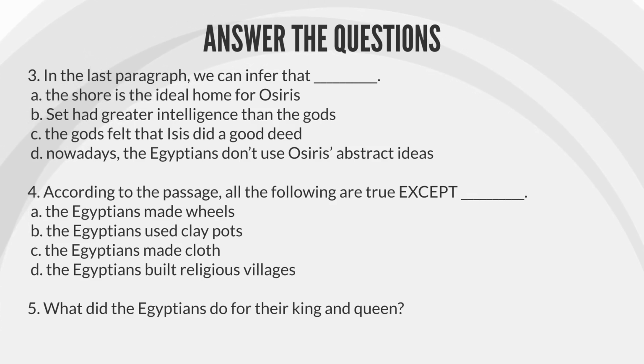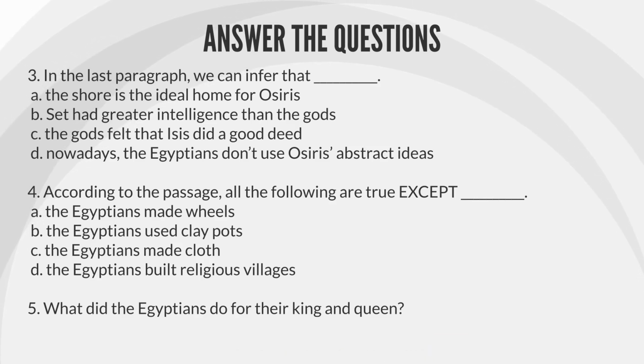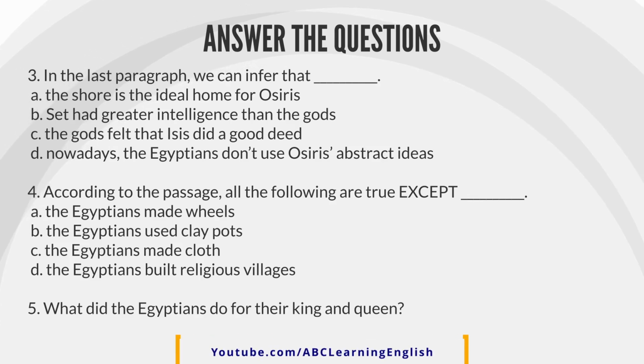4. According to the passage, all the following are true except A. The Egyptians made wheels. B. The Egyptians used clay pots. C. The Egyptians made cloth. D. The Egyptians built religious villages. 5. What did the Egyptians do for their king and queen?